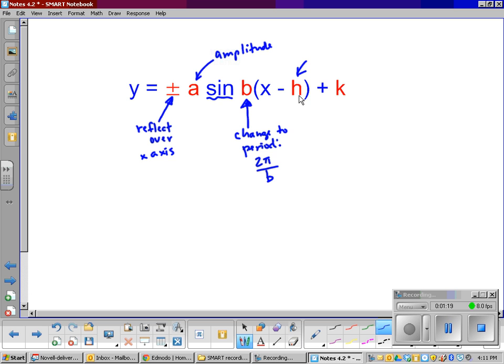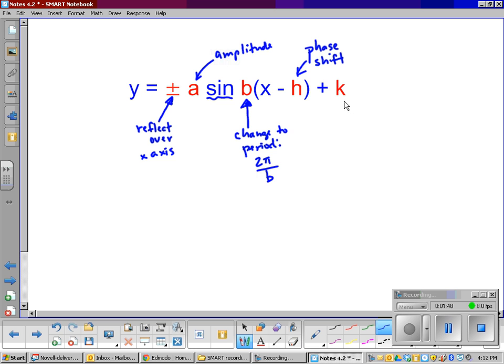Any number that's added or subtracted to x inside a grouping right here or within the angle is going to indicate a horizontal shift. Another word for horizontal shift is a phase shift. So this is left or right. And since it's coming out of a group, then it's going to go in the opposite direction you would expect. So if I have x plus 3, it's actually moving to the left 3. If I have x minus 5, it's actually moving the graph to the right 5.